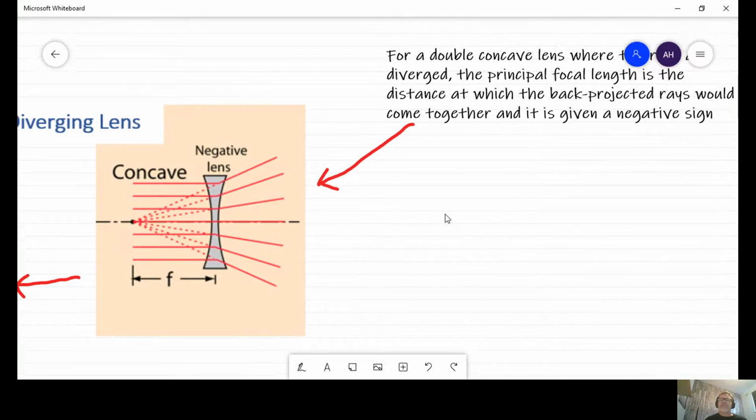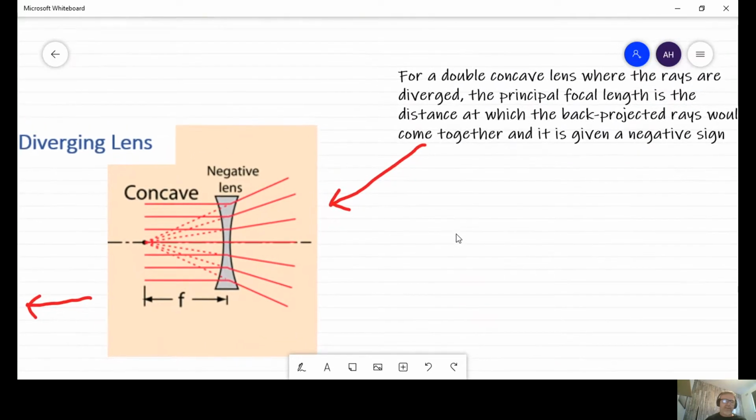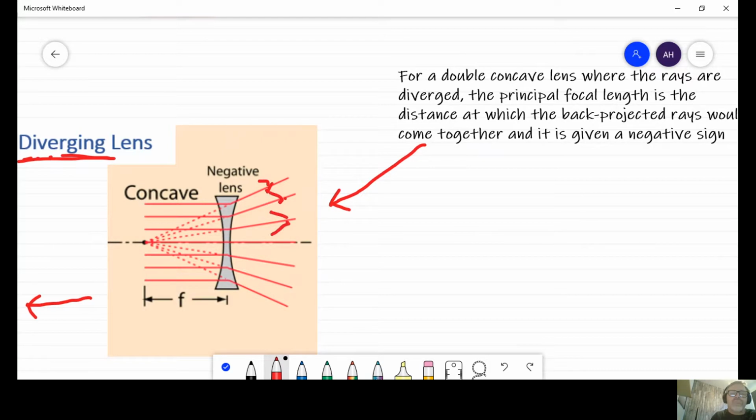Again, it's thin, so we can disregard the effect of the glass refracting the light as it comes into glass and out of glass. Principal focal length is the same, but this time the waves of light are getting back projected. So we're coming in this way, and the lens is actually pushing the light outwards. That's why it's called a diverging lens, and the light rays are getting distributed out this way. It's diverging, that is coming away.